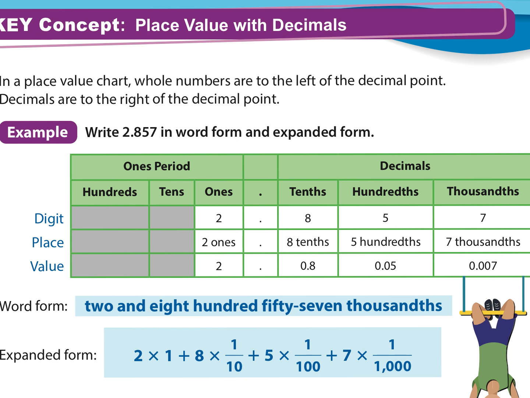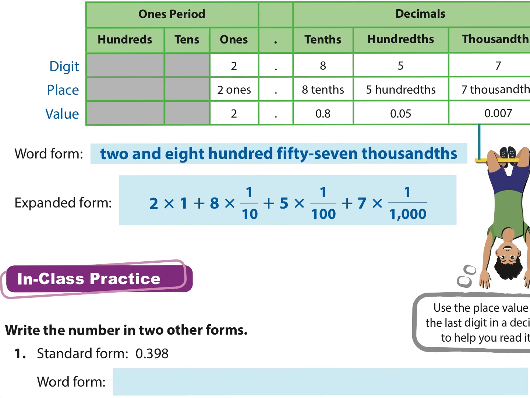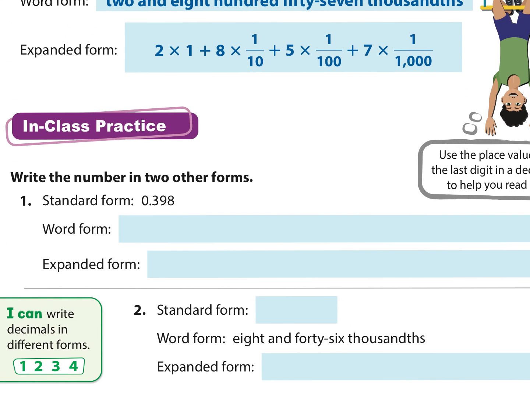This example's already been done for us. So the way that I read that number, if you just want to read the words, everybody say it with me. 2 and 857 thousandths. Very good. And the expanded form is going to look like this. Okay, so let's jump down and start some practice. We have 0 and, how do I read that number? 398 thousandths. Very good. Okay, so I'm going to go ahead and start by writing 398.